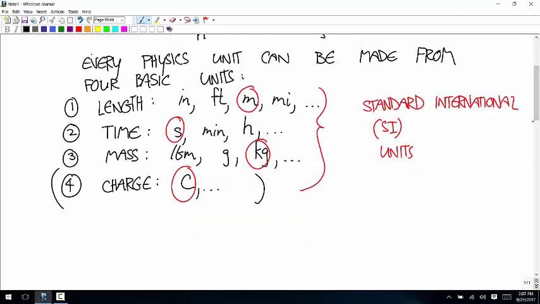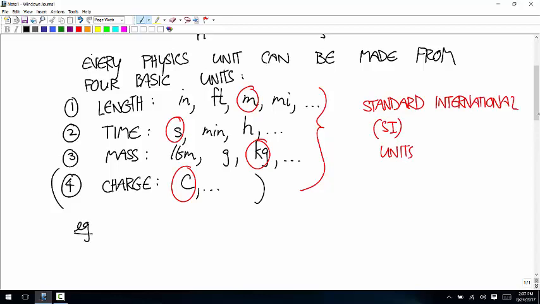So what I mean when I say that all units can be made from these four basic ones, well, I already showed the unit of speed. You can use meters per second. Even though it's a unit of speed, it's made by taking the unit of length and dividing it by time.